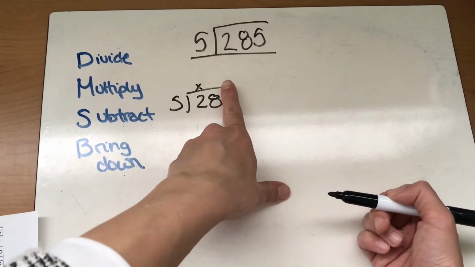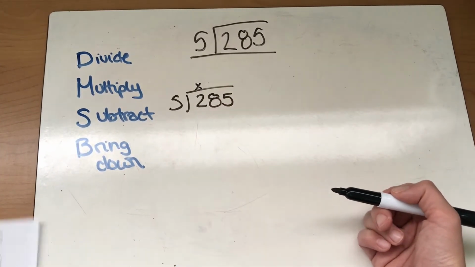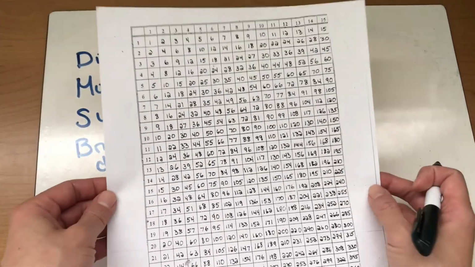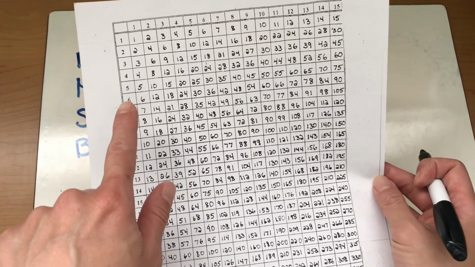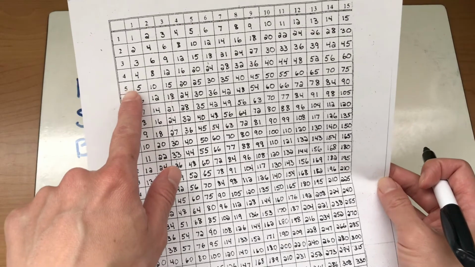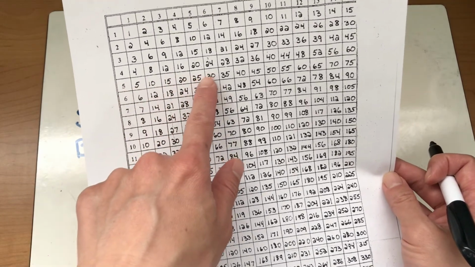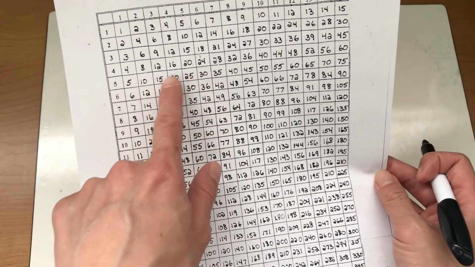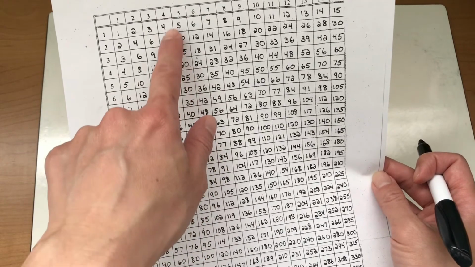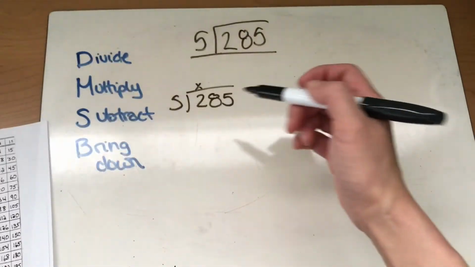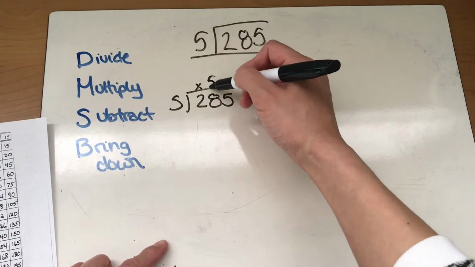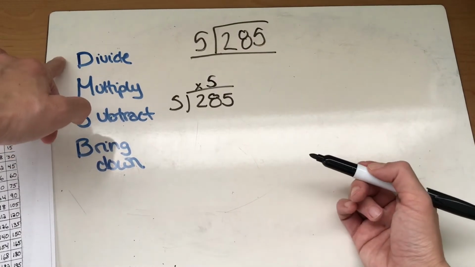Then I'm going to ask them how many 5s go into 28. And if they have no idea, they can refer to their multiplication chart. They're going to look at the 5s column and then go across until they hit as close to 28 as possible without going over. So it's going to be 25, and the answer is going to be 5. Now I've completed the division step.